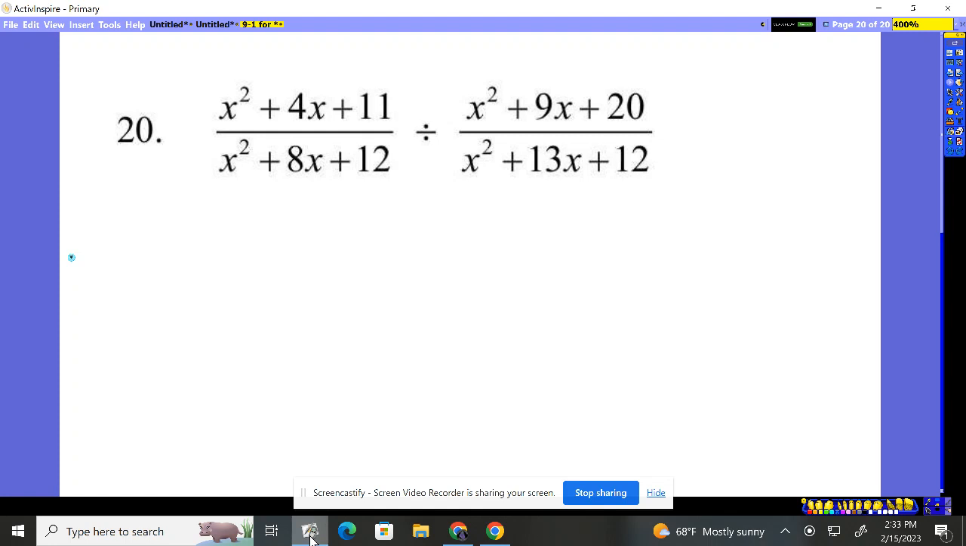Number 20. Woo, we're going to have about 6 solutions here. Let's see what happens. Well, we know that we can't let this guy come out to be a 0 because you can't divide by 0. We can't let this guy be a 0.